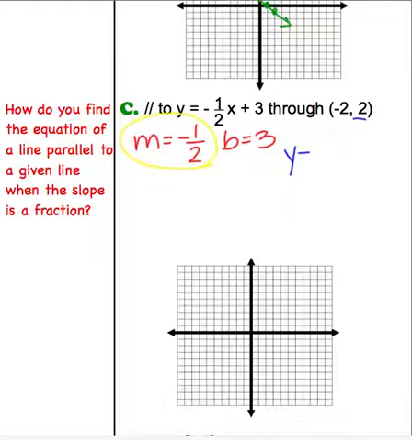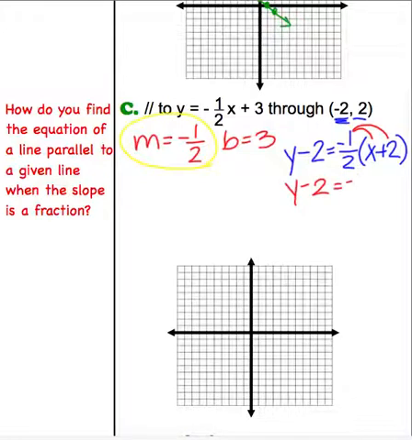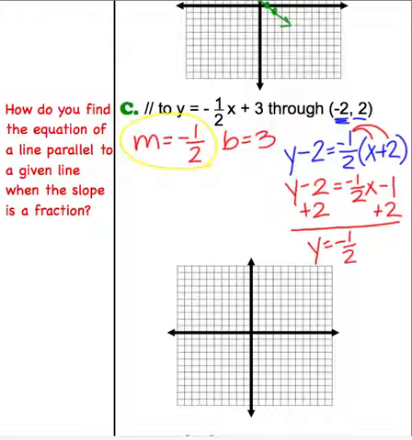Y minus y1, which is 2, equals my slope of -1/2 times x minus x1, which is -2, so it'll be +2 in my equation. So I can go ahead and distribute. I know that this gives me y minus 2 on the left, -1/2 x for there, and -1/2 times 2, half of 2 is 1, and it's negative, so now I can add 2 to both sides, which gives me my slope-intercept form of y equals -1/2 x plus 1. Let's go ahead and graph that, and we'll pause it, and you can come back.